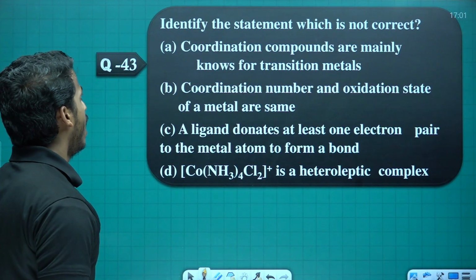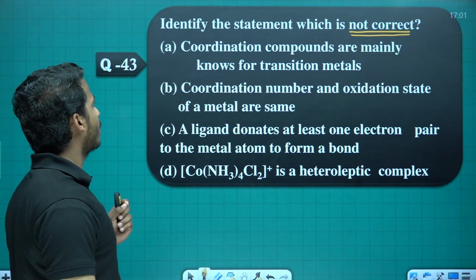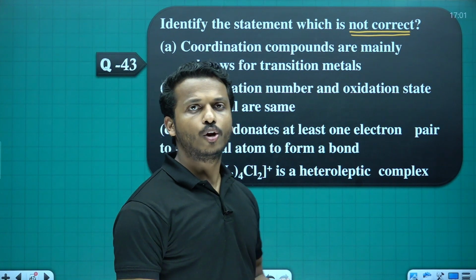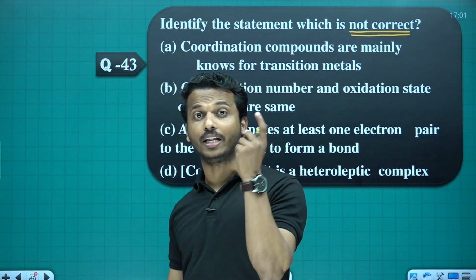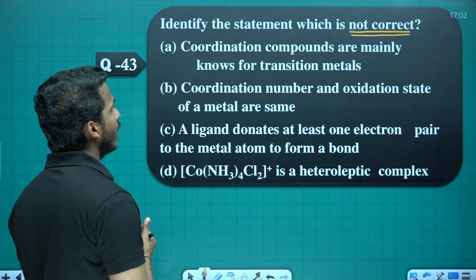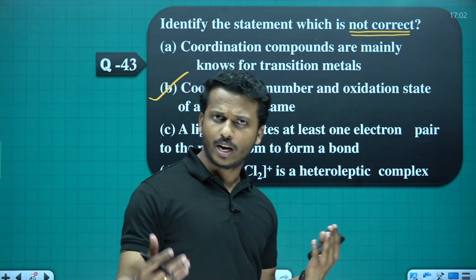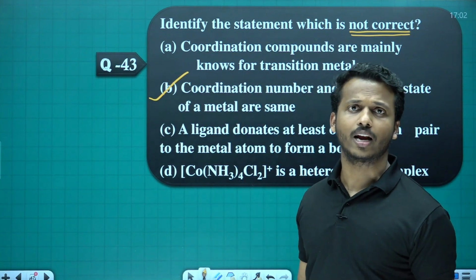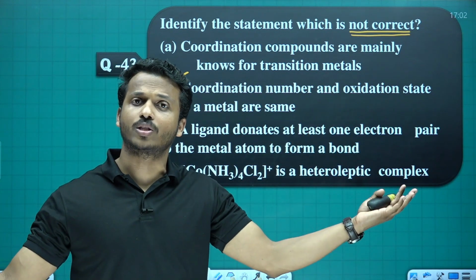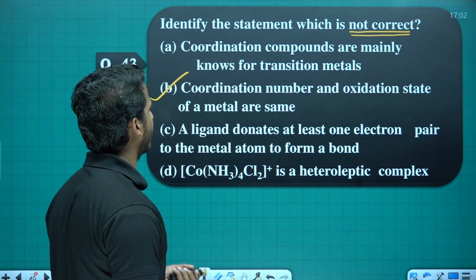Now, identify the statement which is not correct. Coordination compounds are mainly known for transition metals, correct? Because coordination complexes are mainly formed by our d block elements, right? Because of the availability of vacant d orbitals, correct? Coordination number and oxidation state of a metal are the same. No. It is not compulsory. Coordination number can be 6 or 4 like that. Oxidation state can be even 0. So even in the previous case, see, coordination number and oxidation state are not compulsorily the same, right? That can be different. So that is not a correct statement.